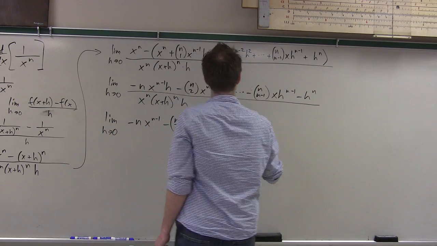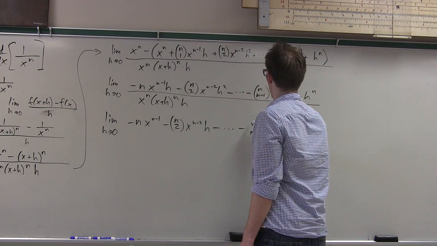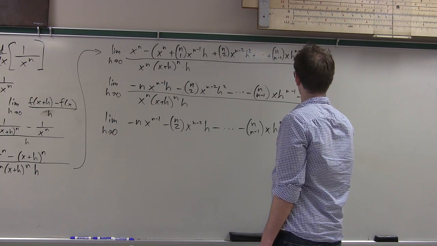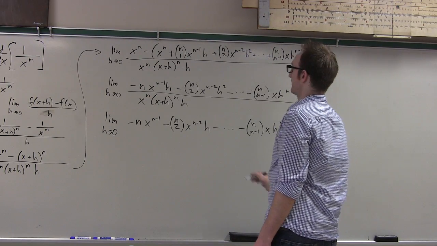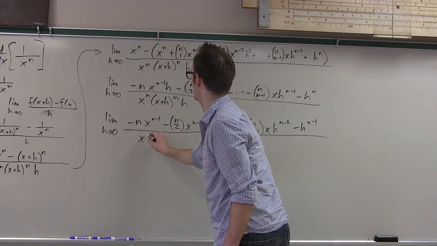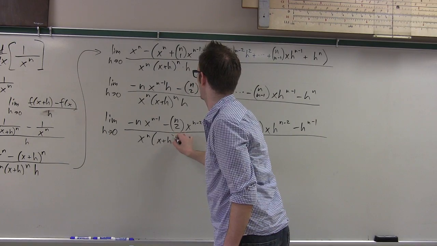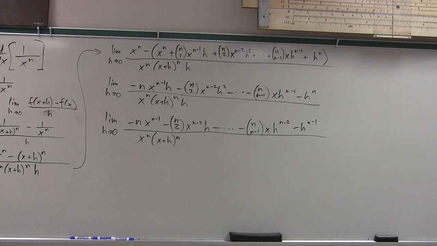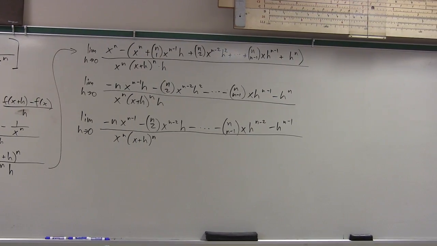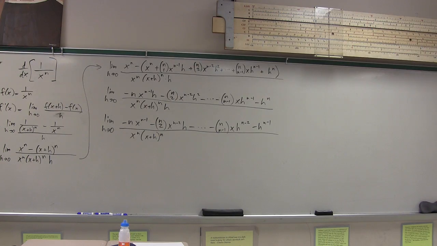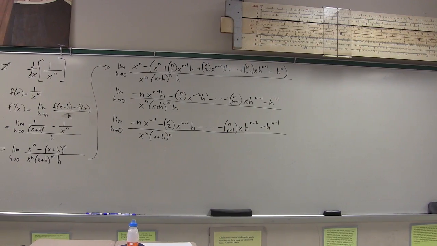But, okay, you're kind of seeing where this is going, right? Because now all these terms are going to have an h in them. And so they're all gonna die. You guys following this? I know I'm going kind of fast. You with me? Elmer, with me? Yeah. Okay, so now I plug in the 0 for h, and what am I left with?